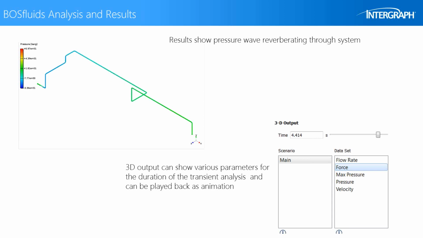So this 3D output can be used to show various parameters. The image is showing pressure on the top left. You can see the other types of results that we get in the bottom right. And these can be shown for the duration of the transient analysis and played back as an animation, as shown on the screen here.